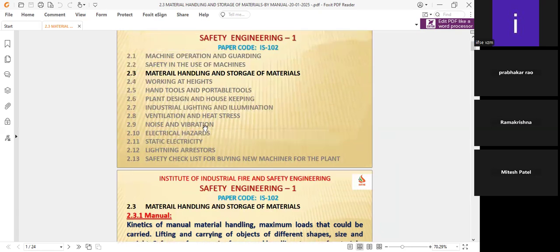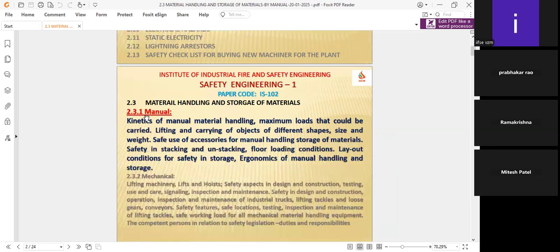Now today we are talking about 2.3 in IS 102 material, where 2.3.1 is the manual material handling and storage of materials, and next one, 2.3.2, is mechanical. Today we are discussing the manual only. Kinetics of manual material handling means manually handling the material, shifting from one place to another place, or storage of materials. Maximum load that could be carried, lifting and carrying objects of different shapes, sizes, and weights. These are the topics that come under 2.3.1 manual.